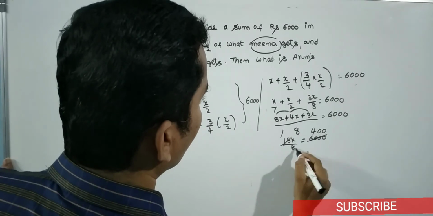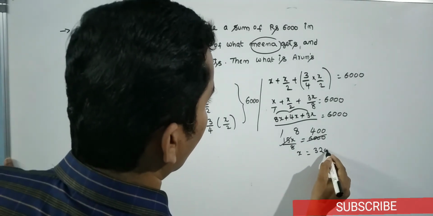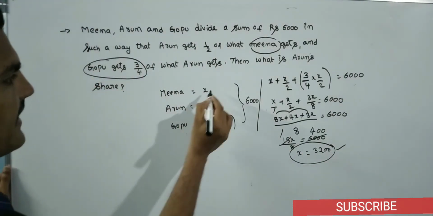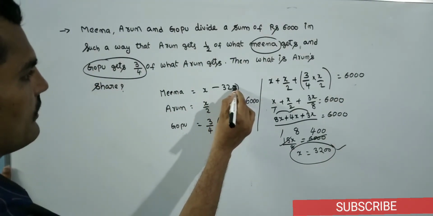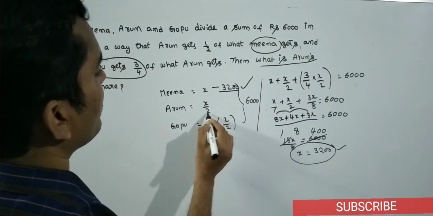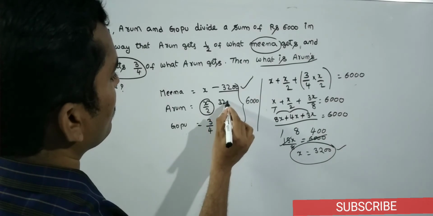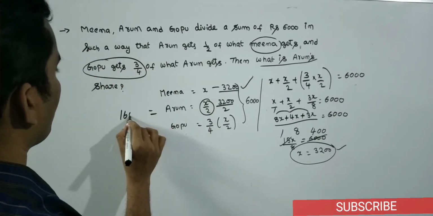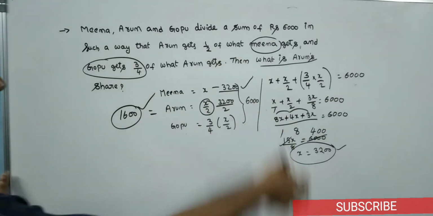Then x equal to 3,200. See friends, what is x? X is Meena's share, that means 3,200. What he has asked, what is Arun's share? That means x by 2, that is 3,200 by 2, that is 1,600. See friends, this is the procedure.